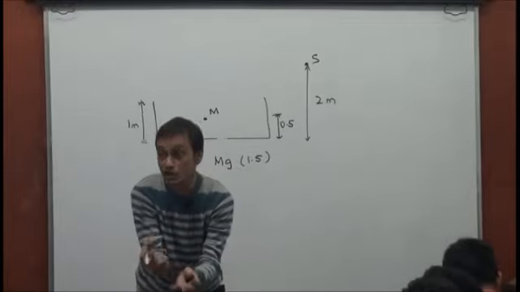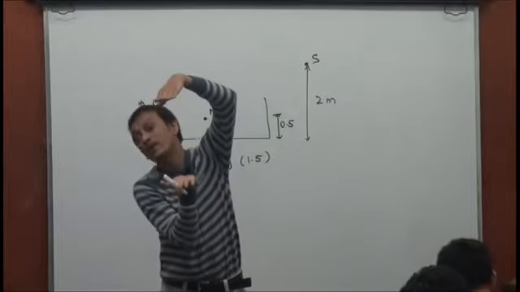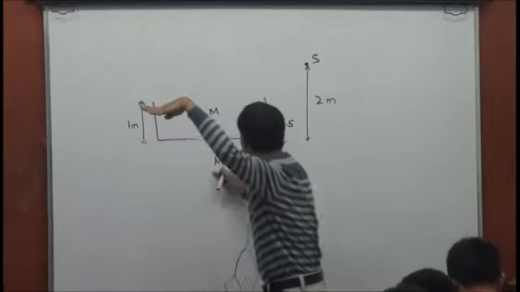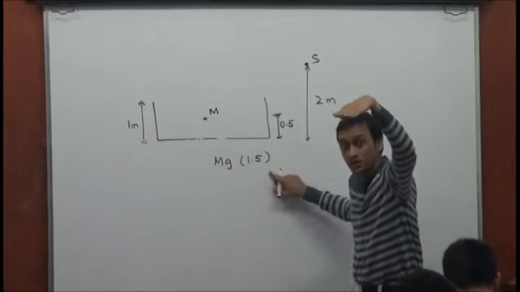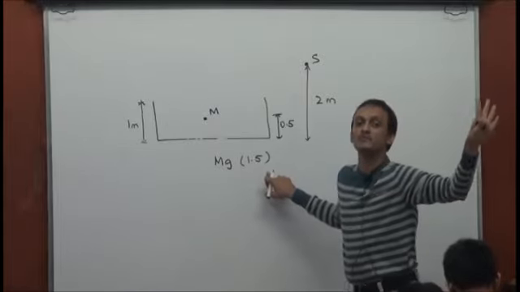This must have been the work done by the horse so that this amount of water could get raised by an additional amount, 1.5 meters. So this is the change in potential energy of water. This must have been the work done by the horse.